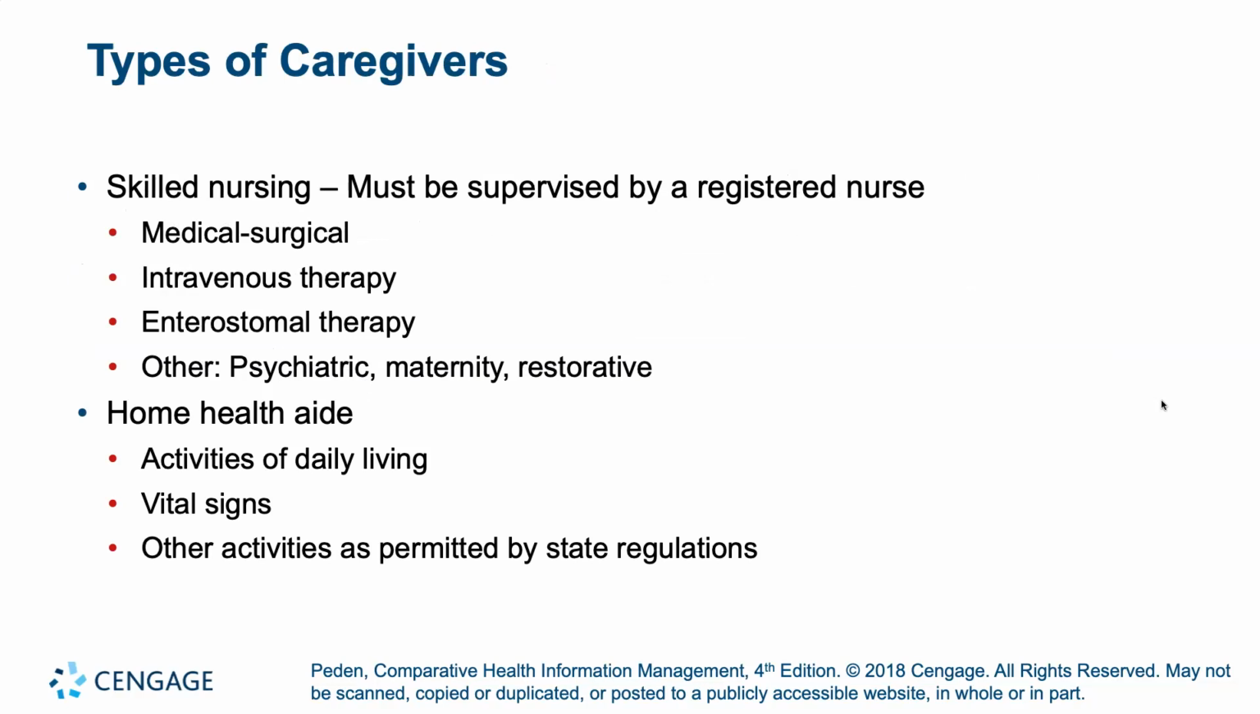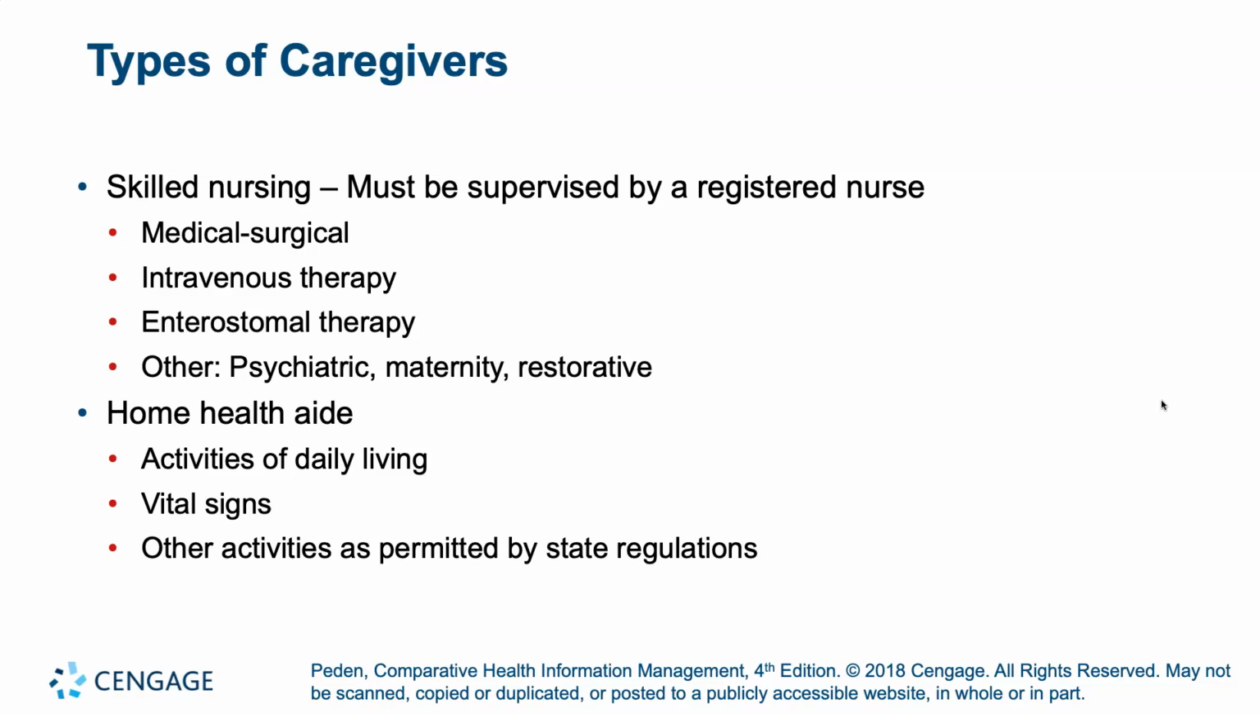So what are the types of caregivers that are involved in home health care? Well, you have skilled nursing. You have RNs who go out to the home and they do medical surgical type nursing. They handle IV therapies. They do enterostomal therapy. They may provide maternity, restorative, psychiatric, that kind of thing.